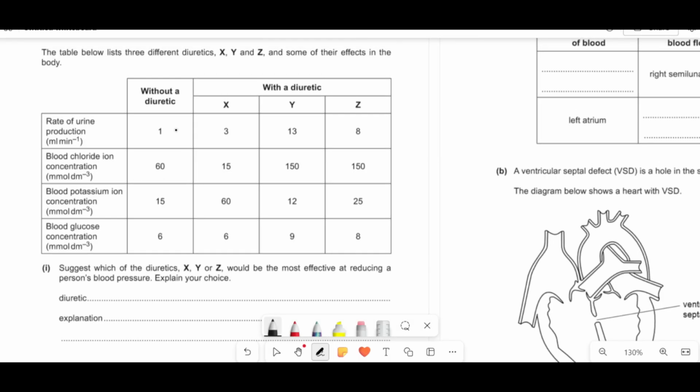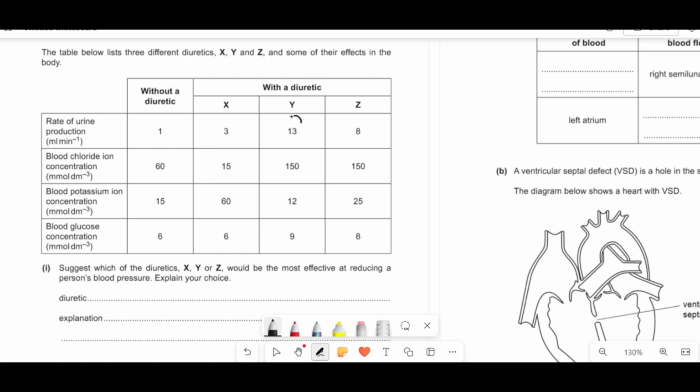So the rate of urine production without is 1. Without a diuretic, the blood chloride ion concentration is this, potassium ion is this, and then glucose is that. With a diuretic, the rate of urine production goes up with X, and the chloride goes down, potassium ions go up, and the glucose stays the same.